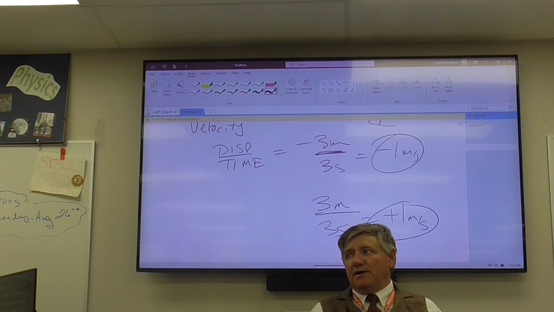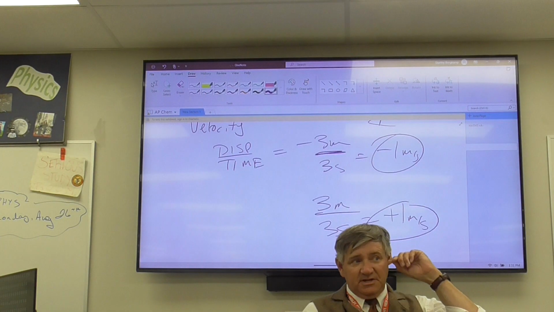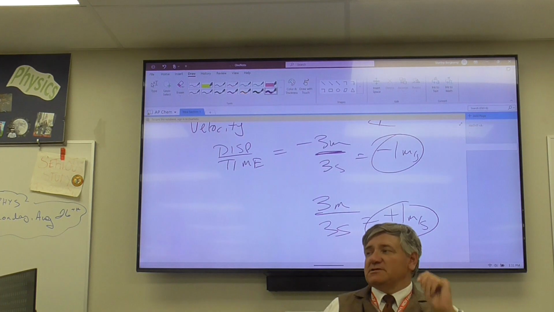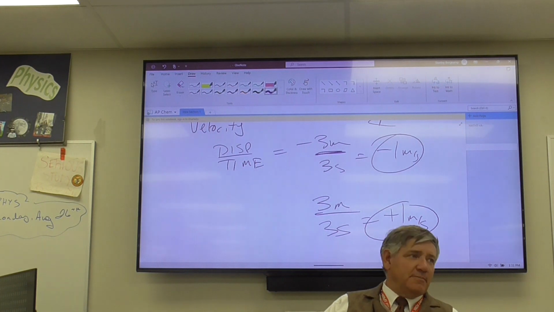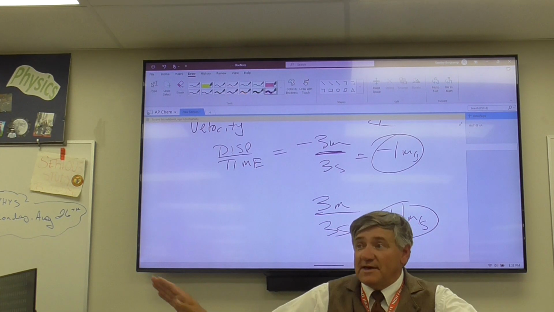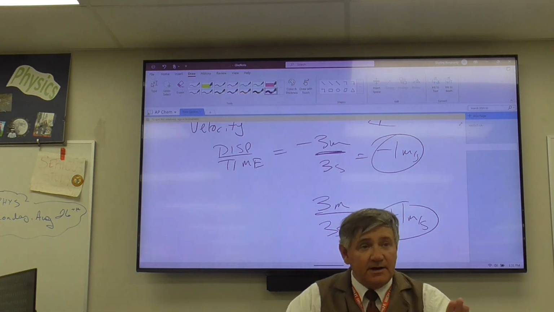Human beings are very, very good at seeing patterns. Our brains are wired that way. Here's the pattern that I do not want you to see. I don't want you to look at this and go, oh, negative velocity means that I go away from the reference point, and positive velocity means that I come back towards the reference point. No, get that out of your minds right now. Stop. Do not think that. And here's the reason why.